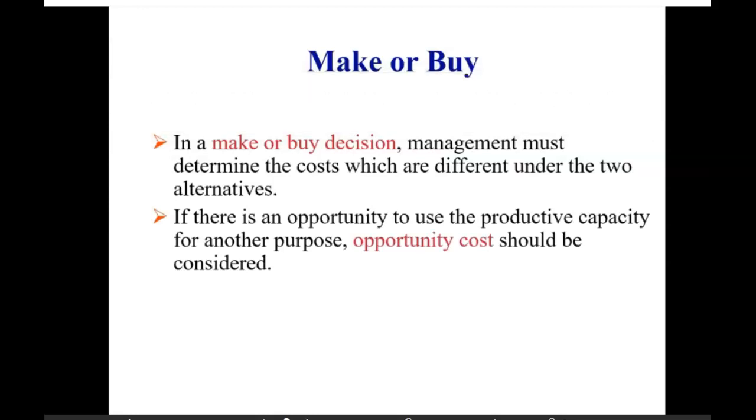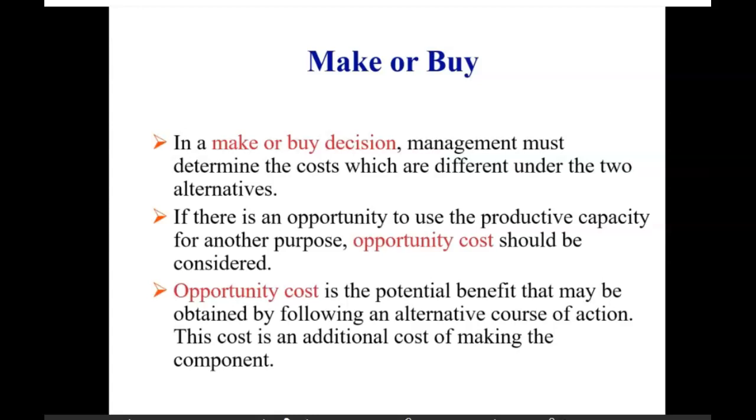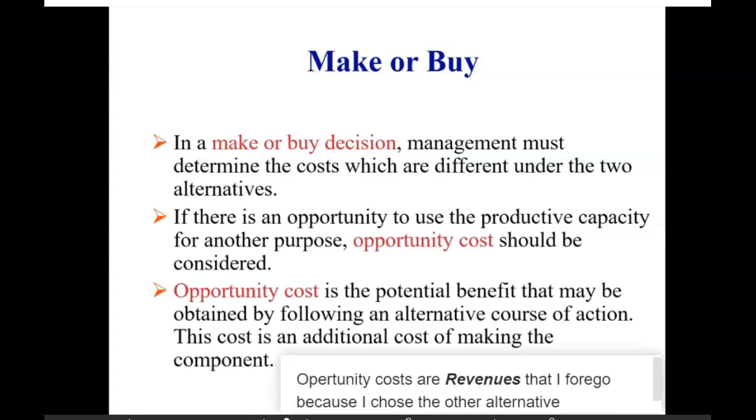Now, if I shut down my production and buy in, then I have what's called an opportunity cost to use that freed up production capacity for another purpose. That's called an opportunity cost. Now, an opportunity cost is revenue that I forego because I did not choose that alternative. So if I forego revenue that is a possibility for one alternative, that becomes a cost to the other alternative.